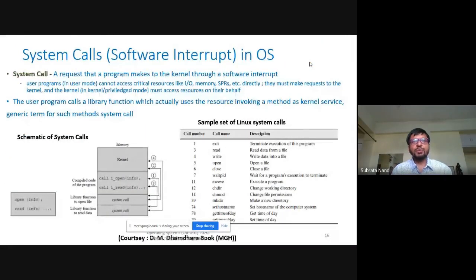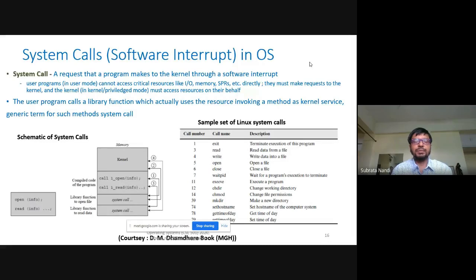As we mentioned, system calls are also treated as software interrupts, so the same mechanism of interrupt processing is followed whenever we call a system call. We'll see in more detail how system calls work internally. Every system call has a particular algorithm that it executes. We'll talk about some of the system calls later on in process management. It's a request that a program makes to the kernel through a software interrupt.